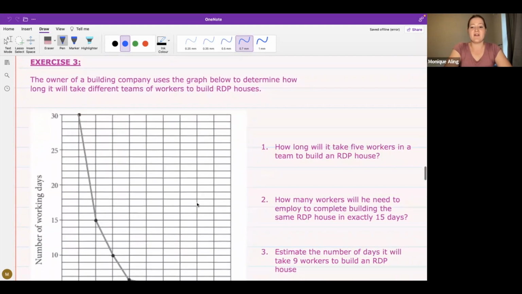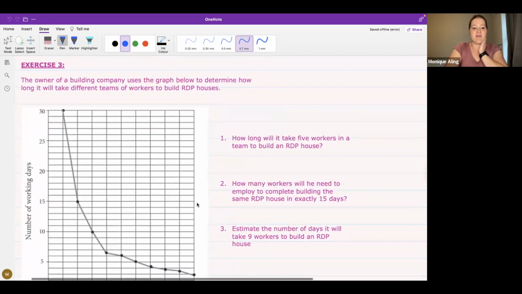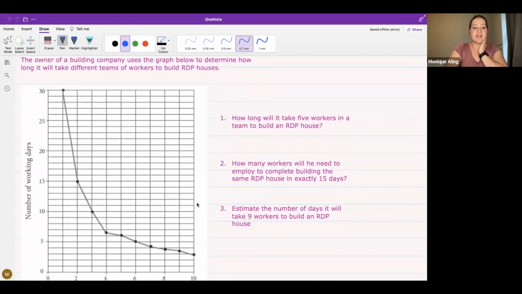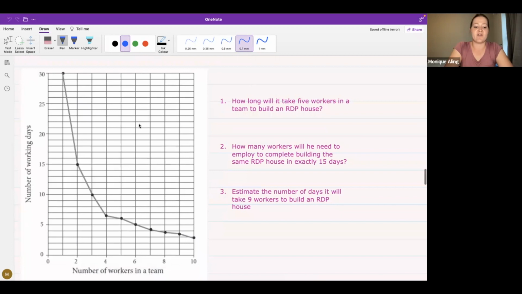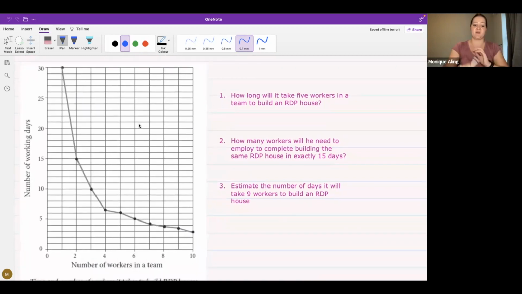So one last question on a line graph. It says, the owner of a building company uses the graph below to determine how long it will take different teams of workers to build RDP houses specifically. Okay, so then I've got the questions on the side here. First one says, how long will it take 5 workers in the team to build an RDP house? So this is just a purely reading from the graph type of question. I'm going to ask you guys to quickly try question 1, 2, and 3 for me.